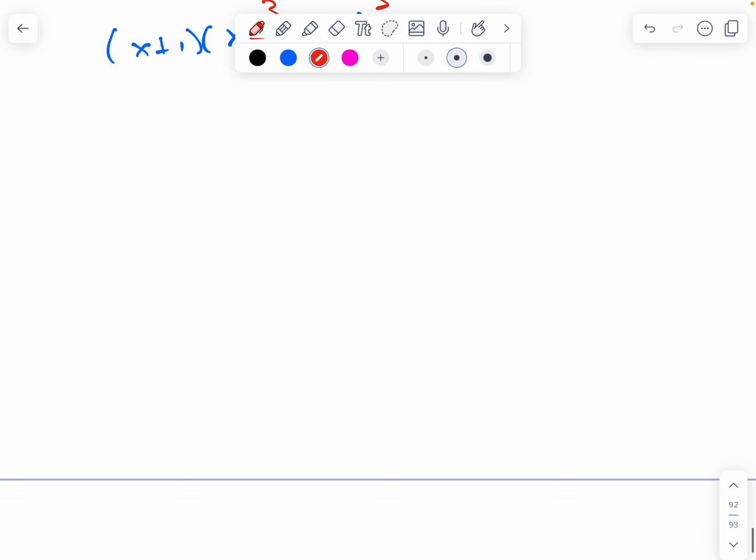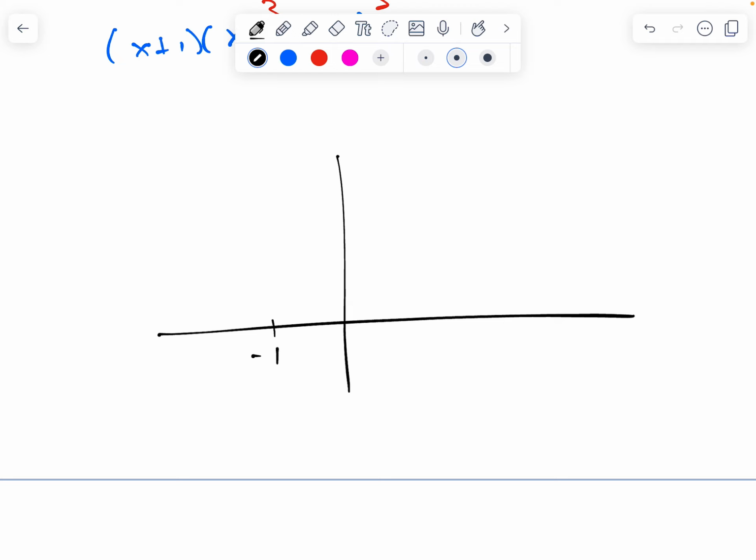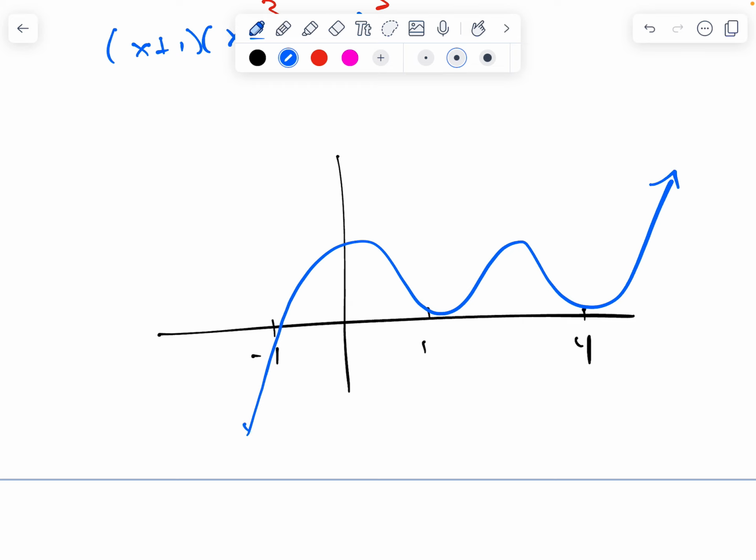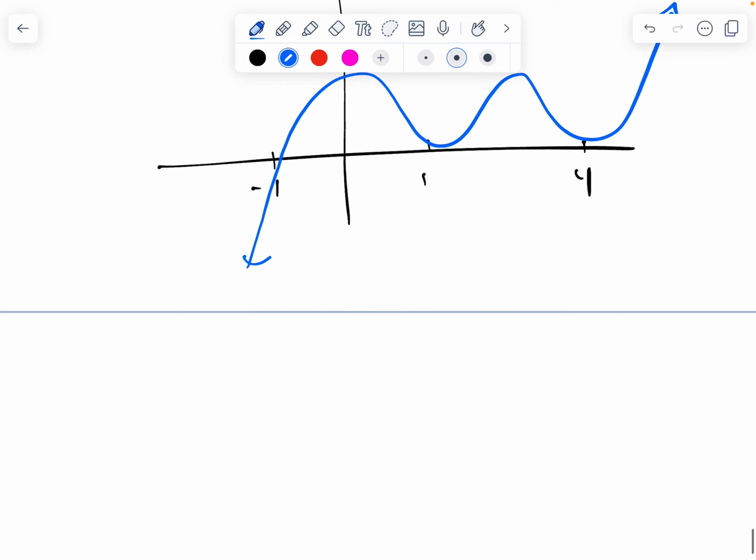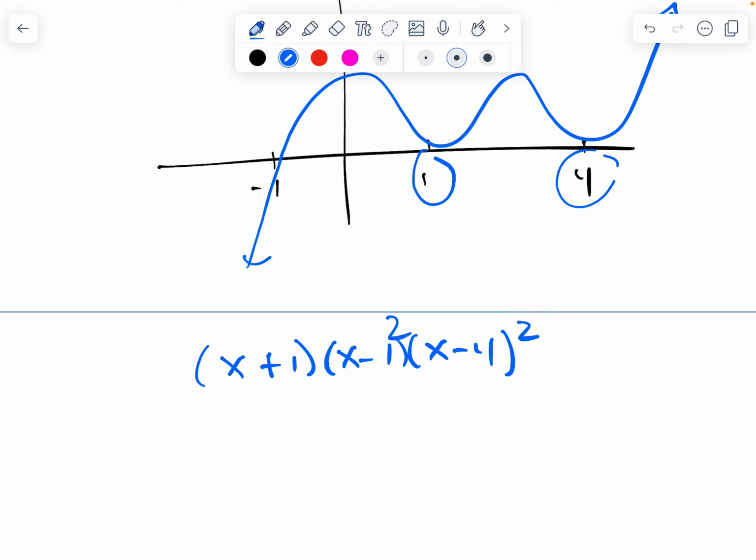And then we've got one more graph. The graph is going to look like this. We've got -1, we've got 1, and we've got 4. And it goes up through here. It bounces off the 1, it bounces off the 4, and keeps on going. So our roots, x + 1, x - 1, x - 4. This is a double root, so squared. This is a double root, so squared.